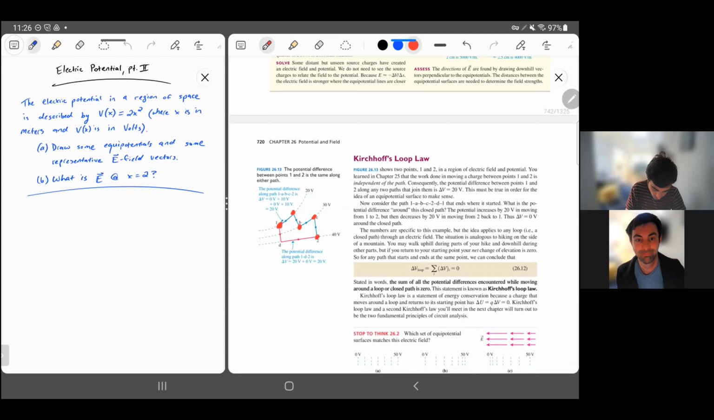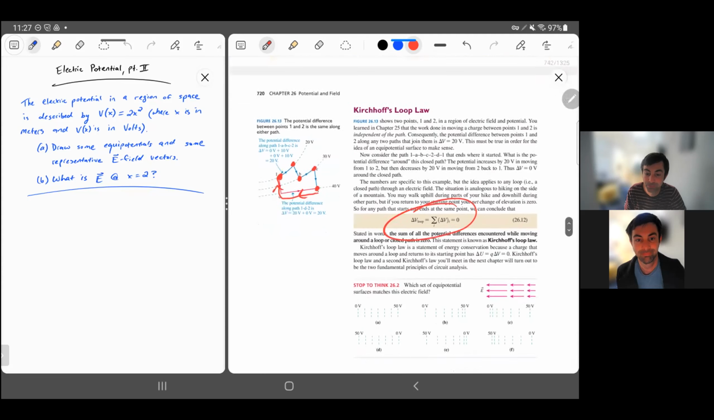But then if we go back to 1 along that path, we're going back to our starting point. We decrease 20 volts again. So this is just the statement that if we go in a loop back to our original point and we sum up all the potential differences from start to end, we get 0. That's called Kirchhoff's loop law. It'll be very useful when we talk about circuits.